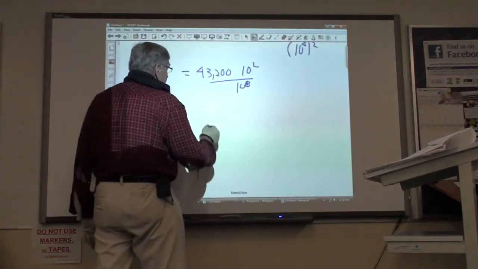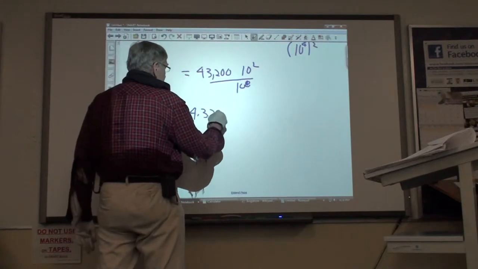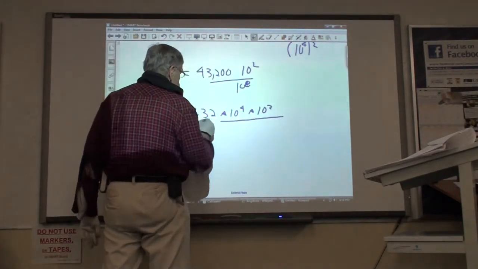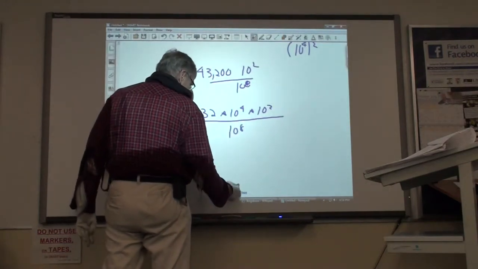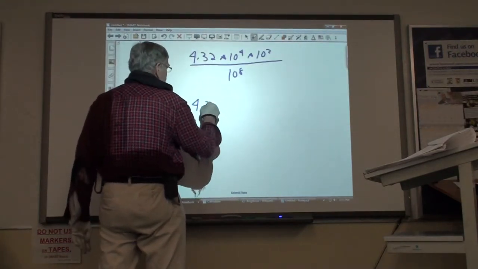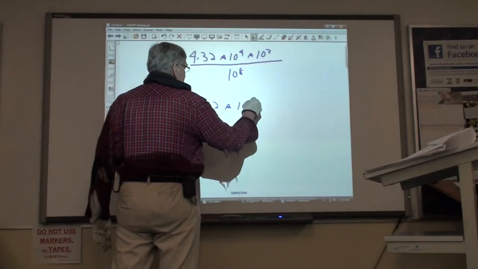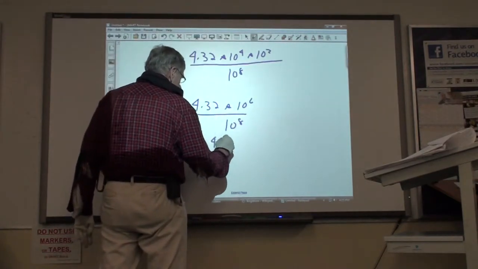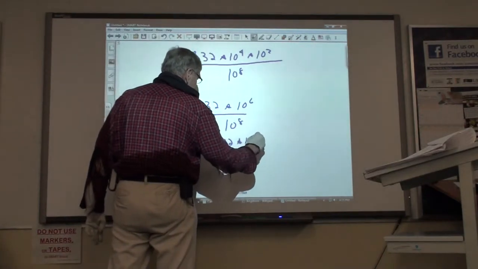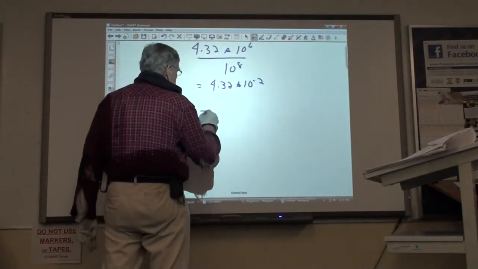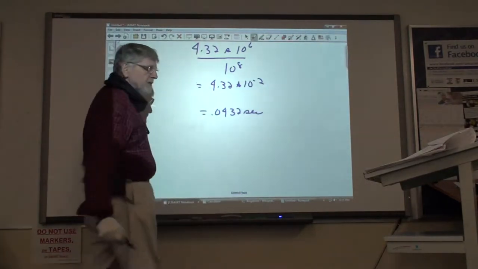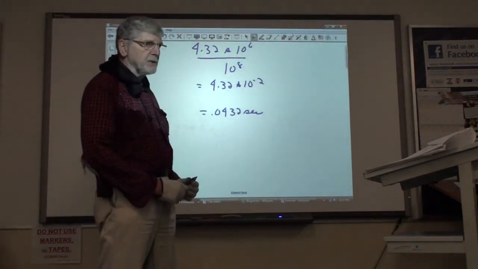Now we can rewrite this as 4.32 times 10 to the fourth times 10 squared over 10 to the 8th, and that's 4.32 times 10 to the 6th over 10 to the 8th equals 4.32 times 10 to the minus 2, which is equal to 0.0432 seconds. 4/100ths of a second is the new rotation period.